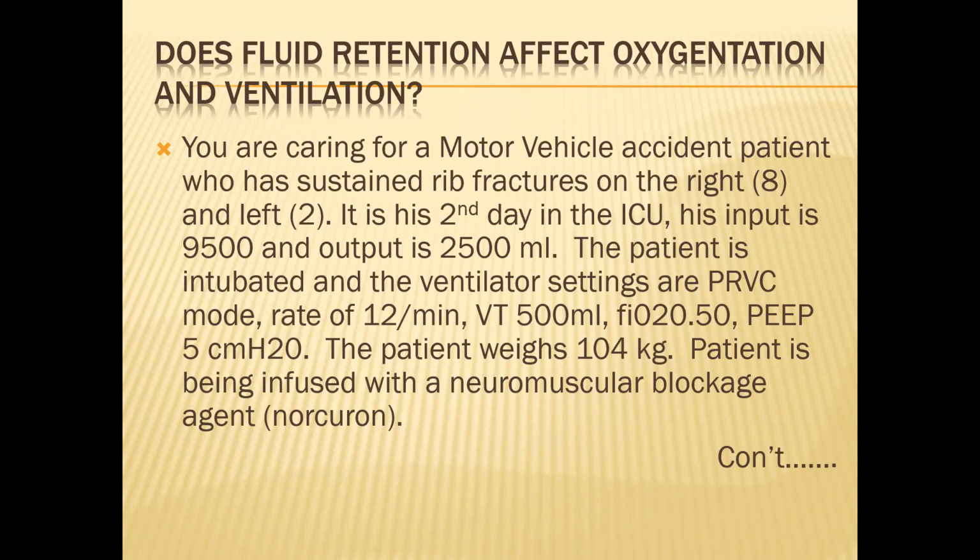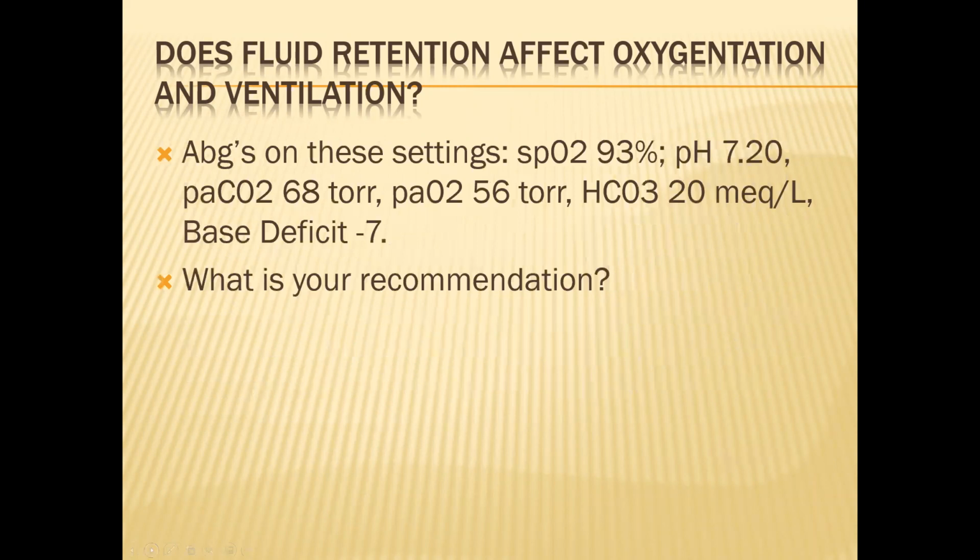Patient is intubated on the vent. There's the settings. Patient weighs 104 kilograms. It doesn't say ideal body weight. Patient is being infused with a neuromuscular blocking agent, or Chiron. ABGs show 7.20, 68 CO2, 56 PaO2, bicarb is 20 with a -7 base.